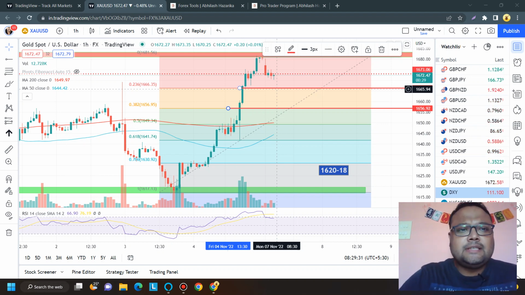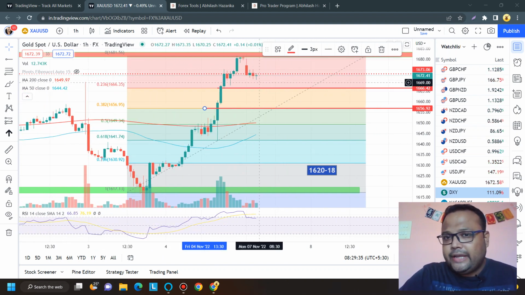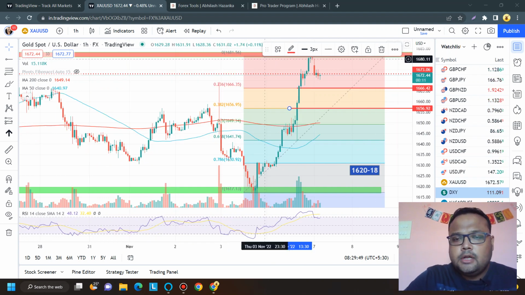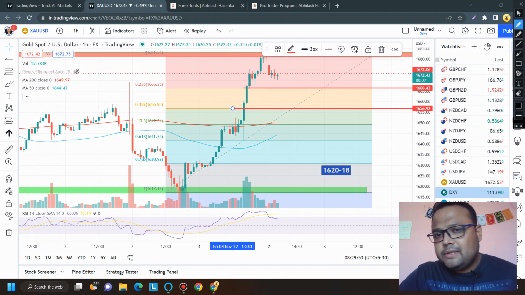But right now, as we can see, the market is trying to retrace here. So if you see the market retracing from here, you can take a buy position, because we have already discussed that this is our retracement zone.